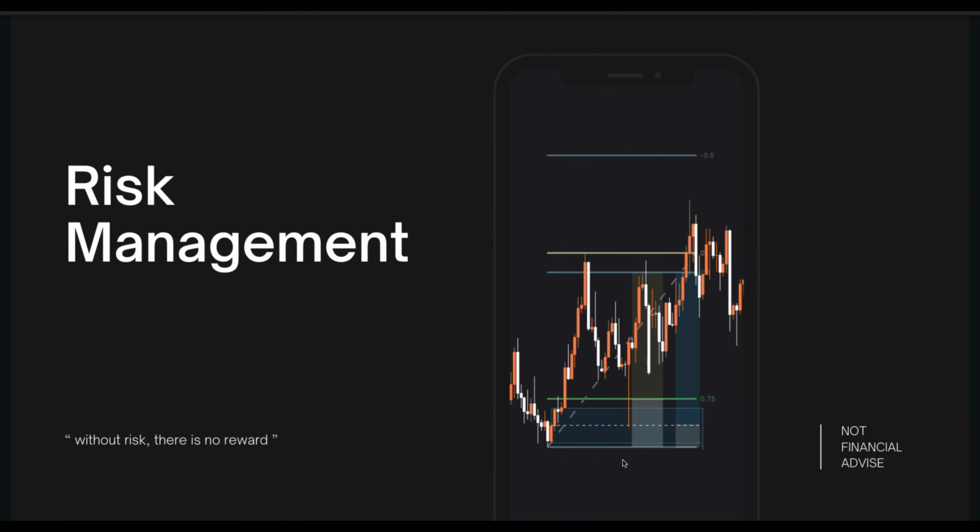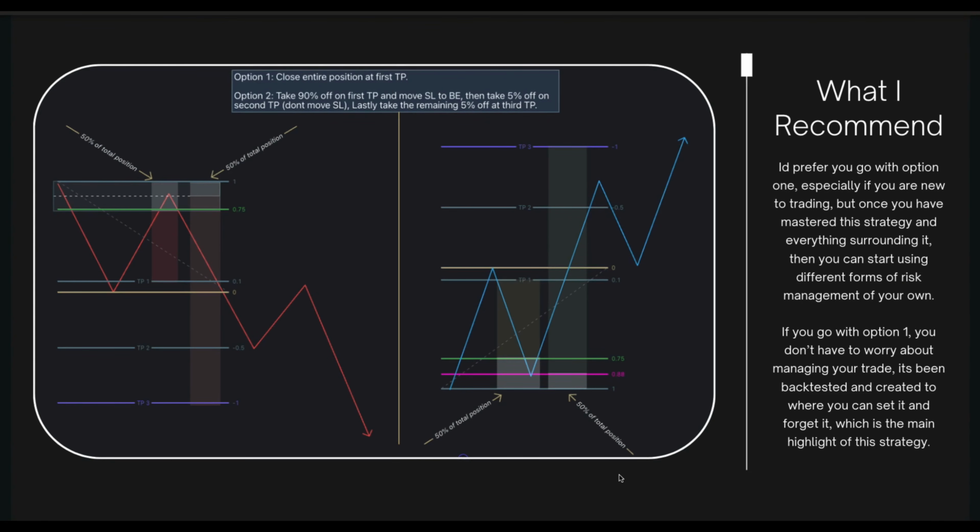All right, let's talk about risk management. This is a very important part, so please do not skip it. Please don't skip it. Okay, so this is how I recommend risking your trades, right? So option 1, close entire position at first take profit. Option 2 is take 90% off on the first TP and move stop loss to break even. Then take 5% off on the second TP. Don't move your stop loss. Lastly, take the remaining 5% off at the third TP. That is how I would do it.